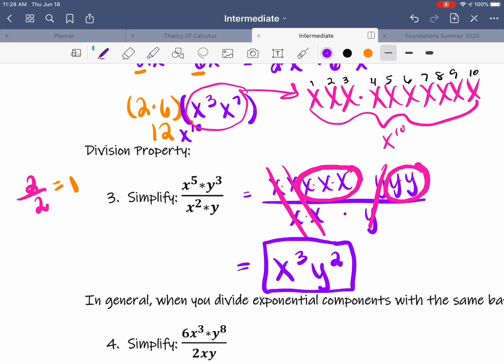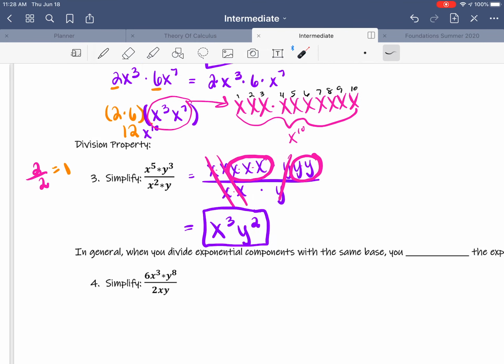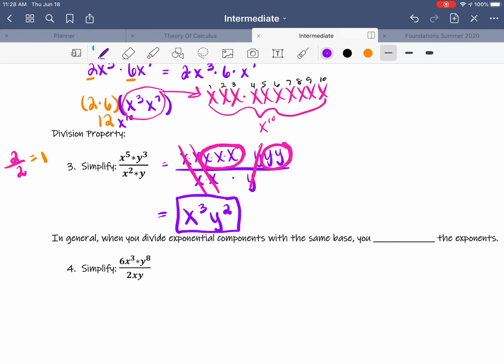Now, we know that expanding it can be time consuming. It is effective, but time consuming. So let's take a look at these exponents and see if you can notice a pattern. If I have a 5 in the top and a 2 in the bottom, how can I manipulate those numbers to get a 3? And if I have a 3 in the top and a 1 in the bottom, how can I manipulate those numbers to get a 2? So instead of adding when we have multiplication, when we have division, we're actually subtracting.